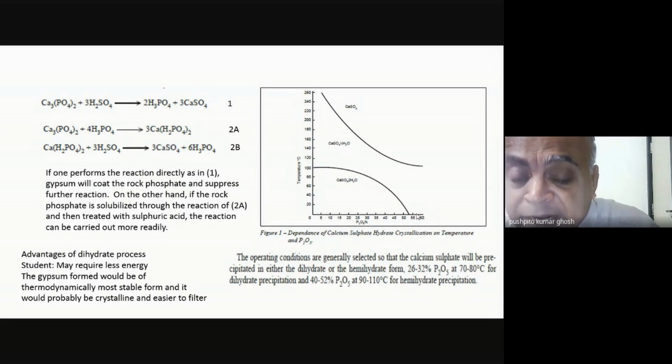The second advantage is obviously since I'm operating at a higher temperature, the rate of the reaction will be higher. So from the same plant, my throughput will be more. I'll be able to get more phosphoric acid out. So that would be the advantage in this particular case.